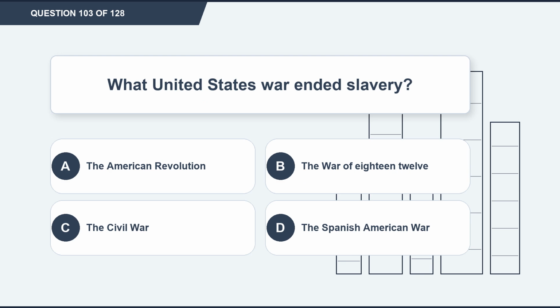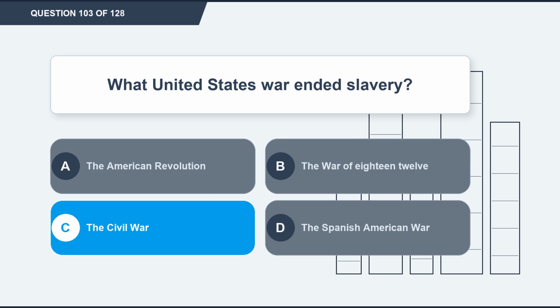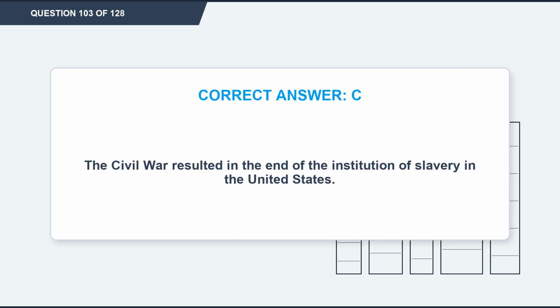Question 103. What United States war ended slavery? Option A, the American Revolution. Option B, the War of 1812. Option C, the Civil War. Option D, the Spanish-American War. The correct answer is option C, the Civil War. Explanation. The Civil War resulted in the end of the institution of slavery in the United States.